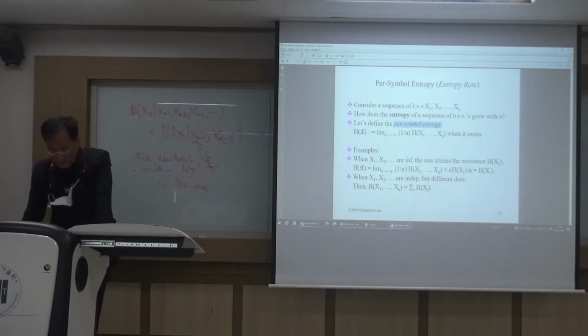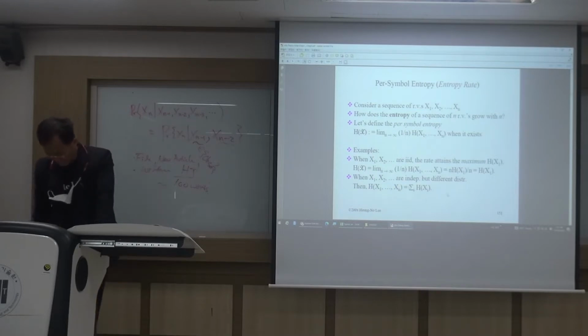When X1, X2 are IID, the rate attains the maximum, which is H(X1). It's obvious, because if these are IID, the joint entropy becomes the sum of entropies. Since we have n in the numerator and the denominator, we can cancel them out, so we have H(X1). When they are independent but have different distributions, the joint entropy is just the sum of entropies.